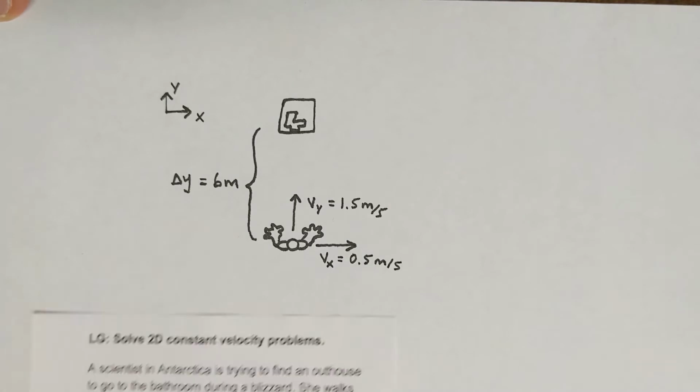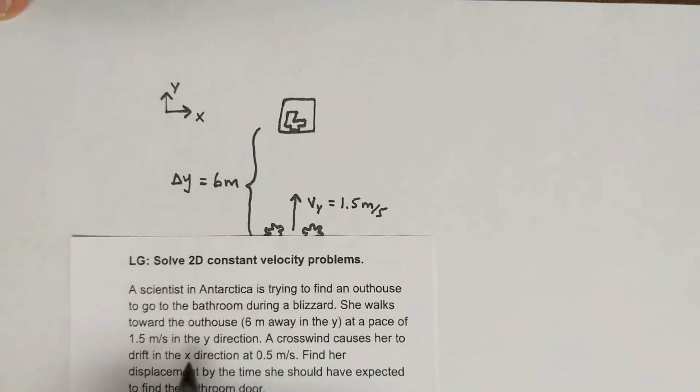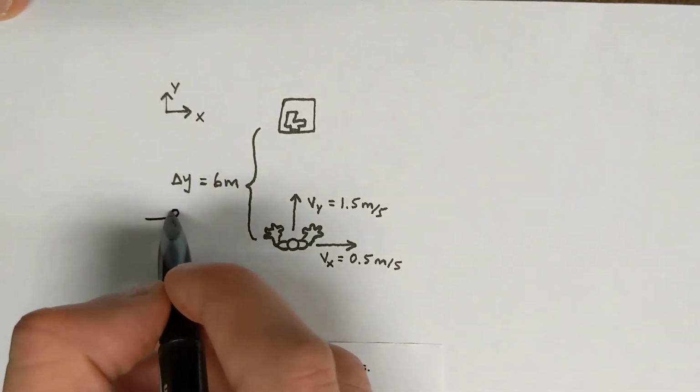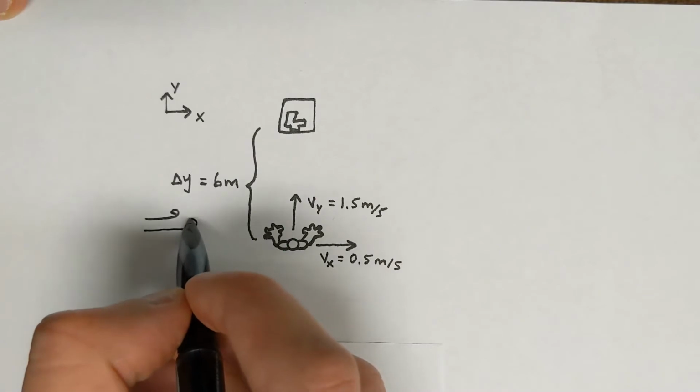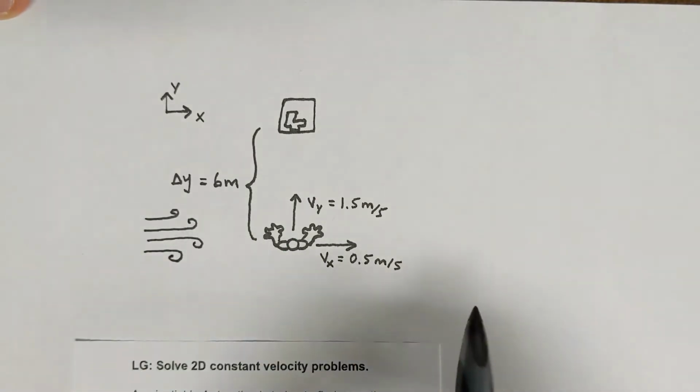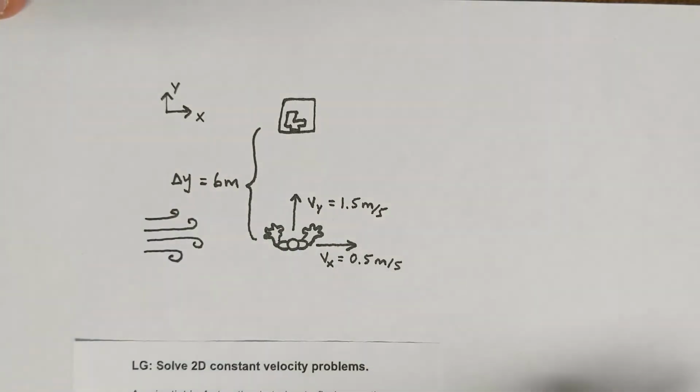This is what it said in the problem. A crosswind causes her to drift in the x direction at 0.5 meters per second. So there's like a wind. Let's draw some curly air, like it's windy conditions. I'm going to show the wind blowing across.